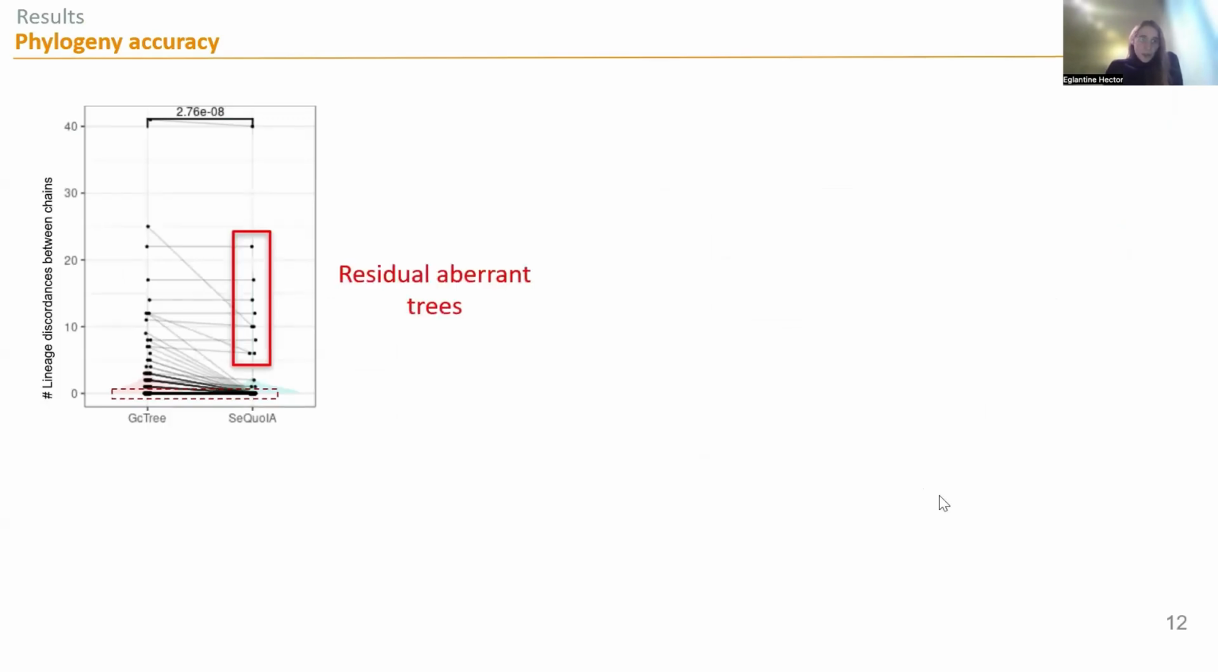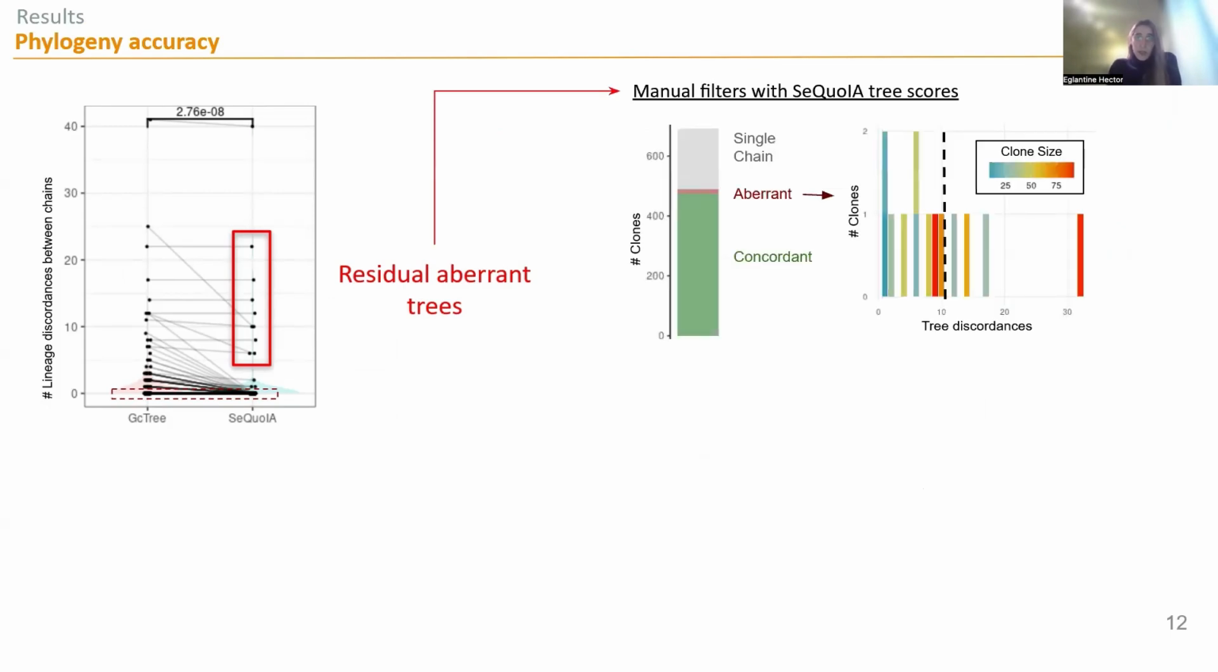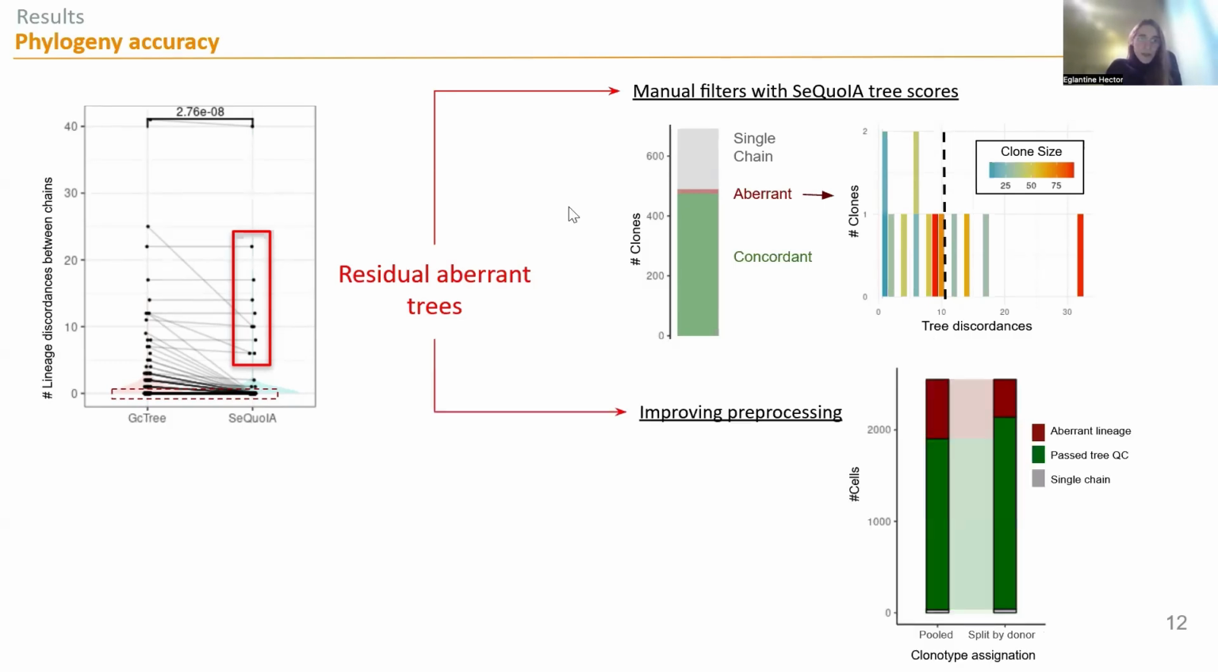Despite our efforts, there were residual aberrant trees with SeQuoIA, which didn't reach a solution. And so we filter them out before further analysis. So we only want to keep the green part here, the only concordant trees. This is a manual step, and we let the user perform it. And there can be some permissiveness to rescue some large clones of interest, for instance. We hypothesize that these aberrant trees stemmed from issues in preprocessing steps that could propagate in subsequent steps of the pipeline, such as phylogeny reconstruction.